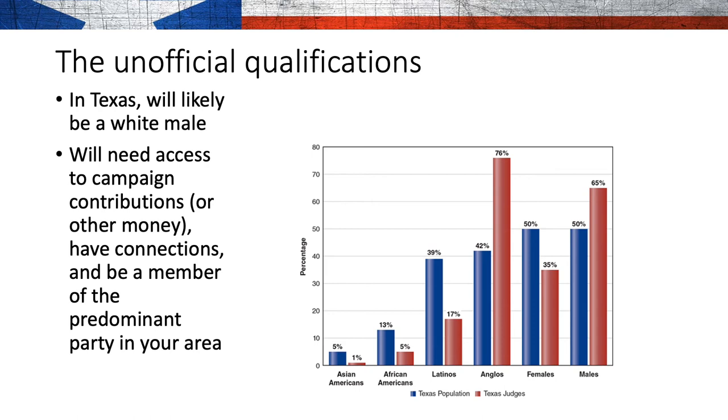The unofficial qualifications in Texas are that you're likely going to be a white male. You are going to need to have access to money for campaign contributions, for campaign expenses, because you're going to be running a partisan campaign. You have to have connections. You have to be a member of the predominant party in your area. Very rarely does somebody just roll off the street practicing law, not knowing anybody, and be able to become a judge. You can see by the bar graph the underrepresentation and overrepresentation of certain groups. As usual in Texas, the white males are overrepresented and everyone else is underrepresented.